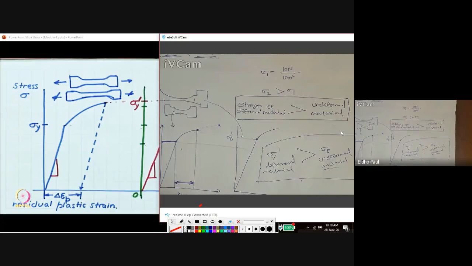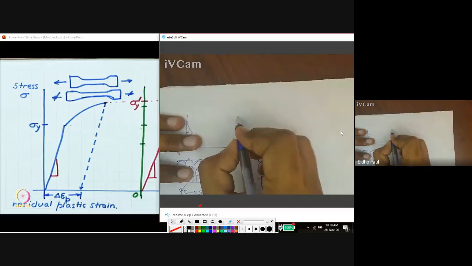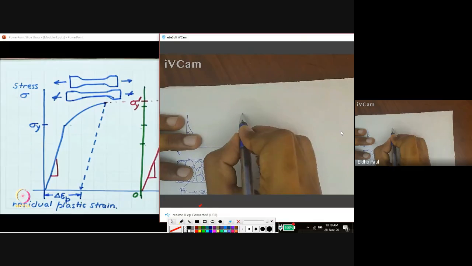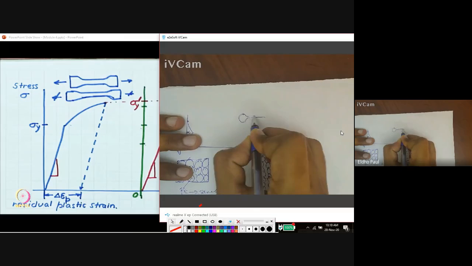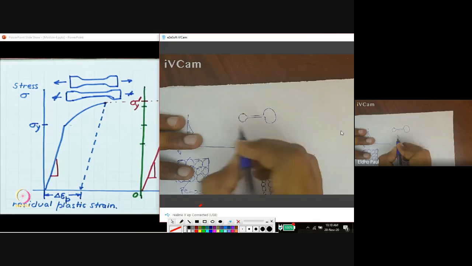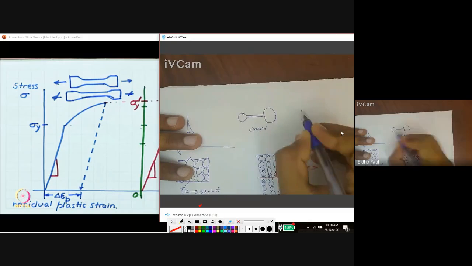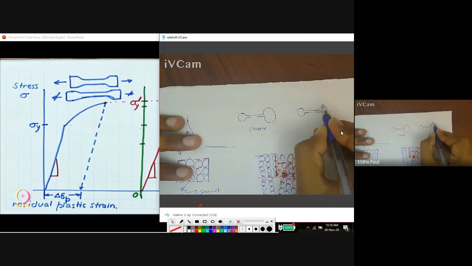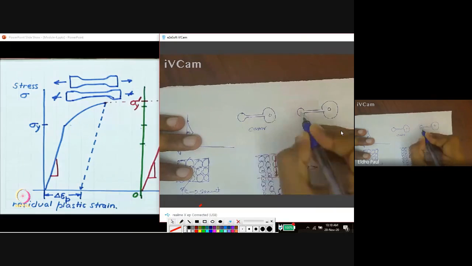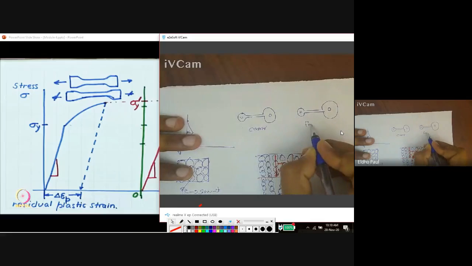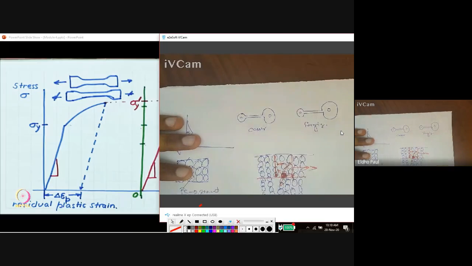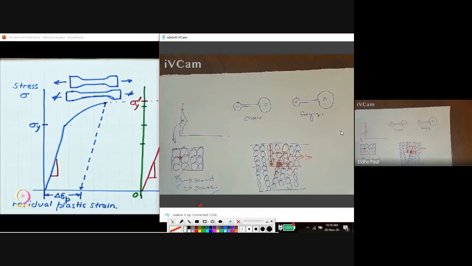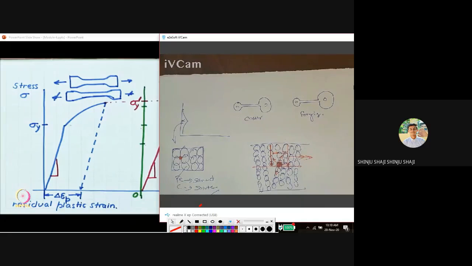Okay, so I am making a connecting rod by casting process, and the same connecting rod with the same material by forging process. This is by forging process. This one by casting process. Which one has higher strength? Forged one. What is the reason?